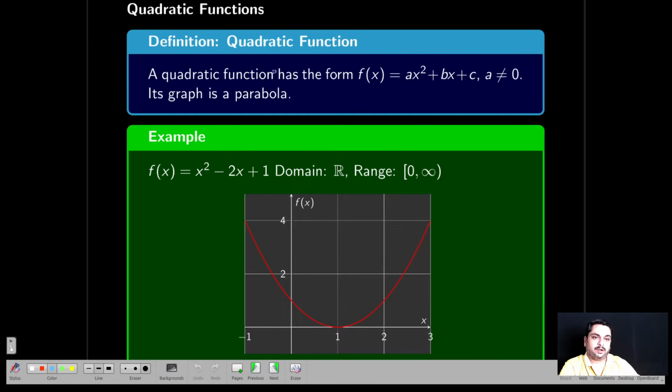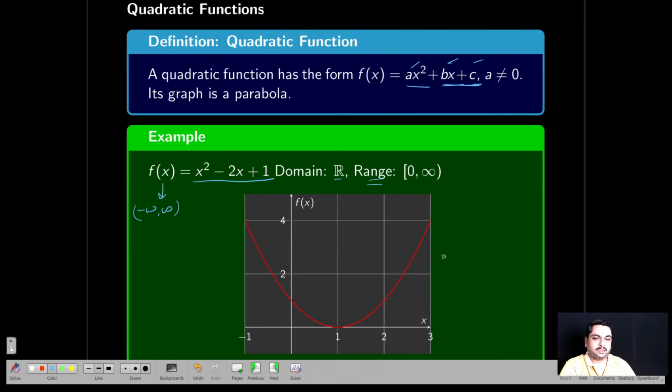Next, quadratic function. It is of the form ax square plus bx plus c, where a, b, c are constants, and a is not equal to 0. If a equals 0, what will happen? It becomes a straight line, right? So for this function, say x square minus 2x plus 1, if you identify the domain, x can take any values, minus infinity to plus infinity.